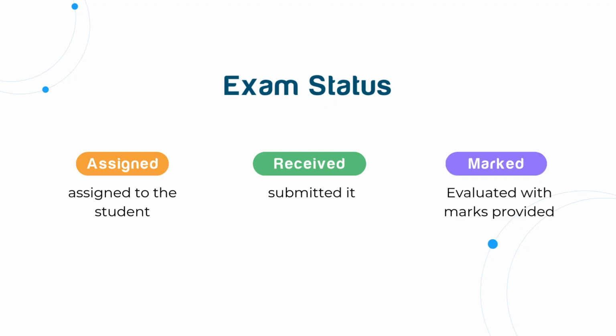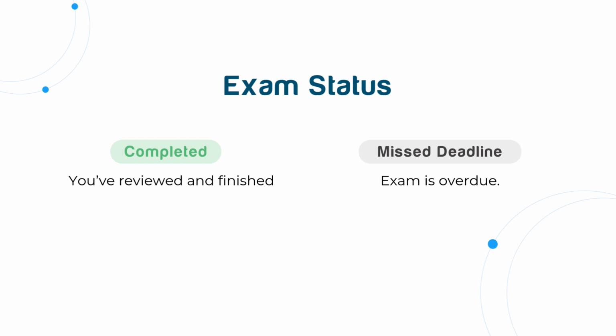Assigned in orange means the exam has been assigned to the student. Received in green means they've submitted it. Marked in purple means the teacher has already graded the exam. And completed means the student has already viewed the exam result. There is also a missed deadline status, if the exam is beyond the deadline and submissions are no longer accepted.